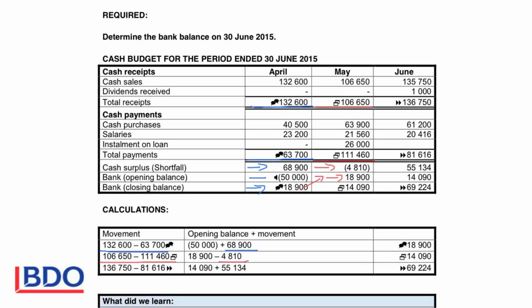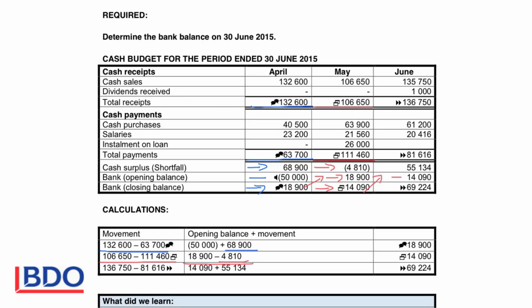I will take from the 18,900 that I've got in the bank; I first have to pay for that 4,810. So if I subtract the 4,810 from the 18,900, it means that the closing balance will be 14,090. Then in June, you will start with that as an opening balance. So you will start with 14,090.